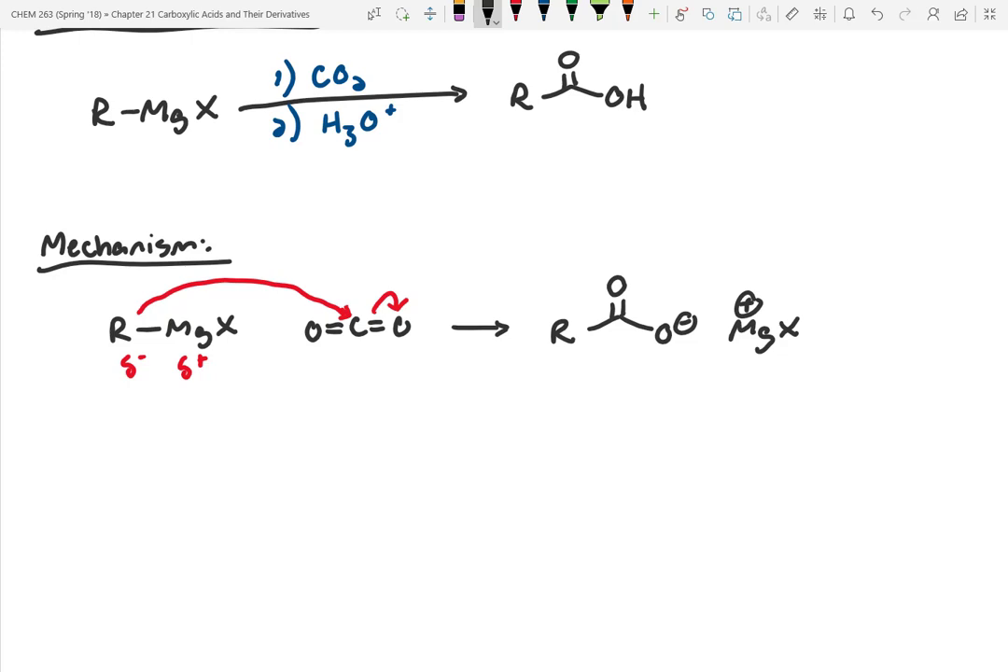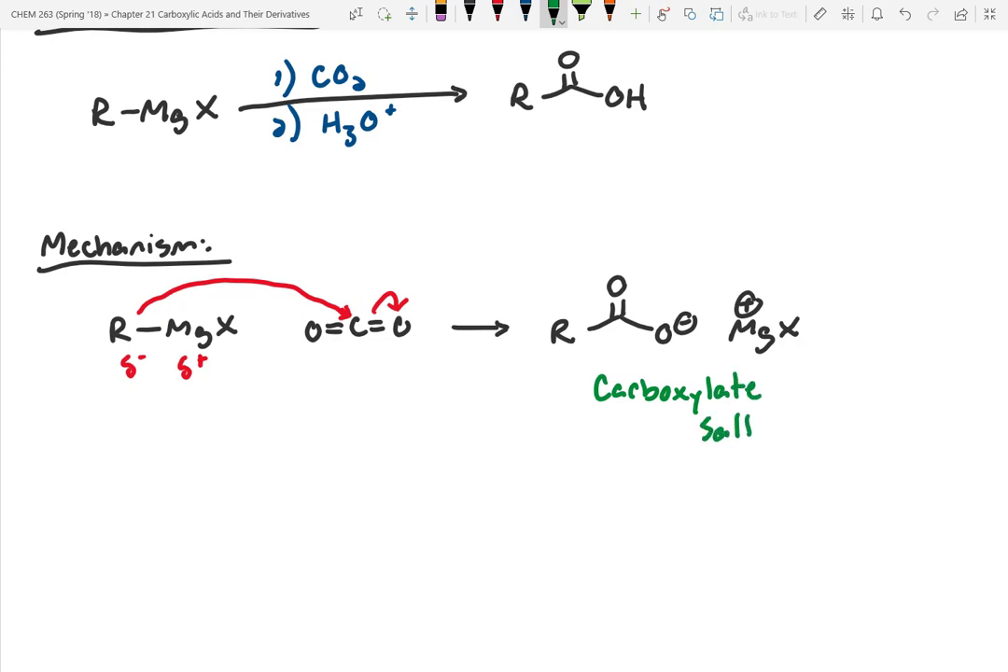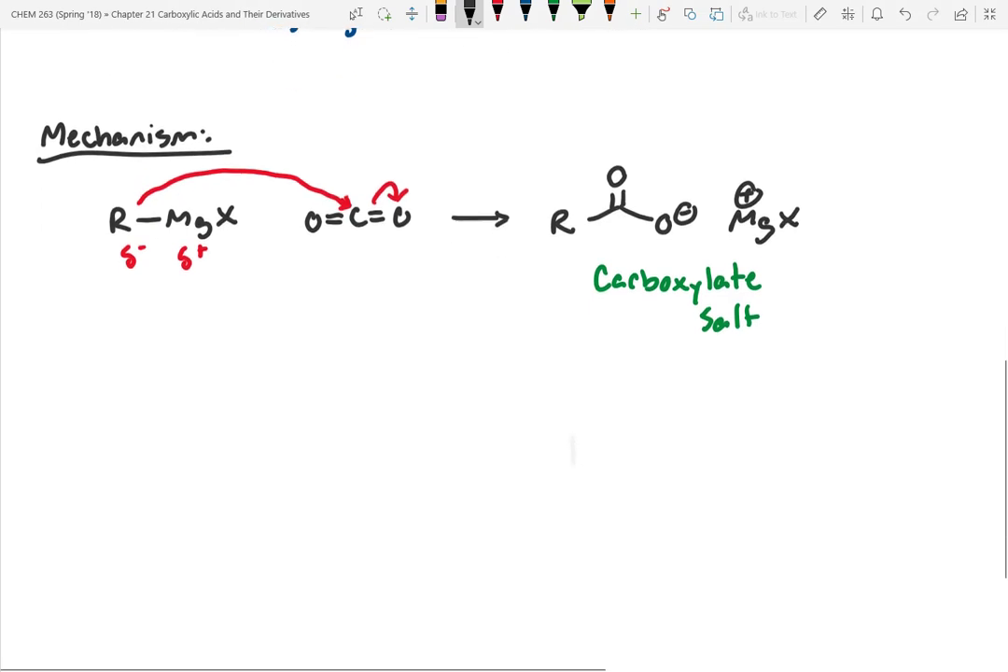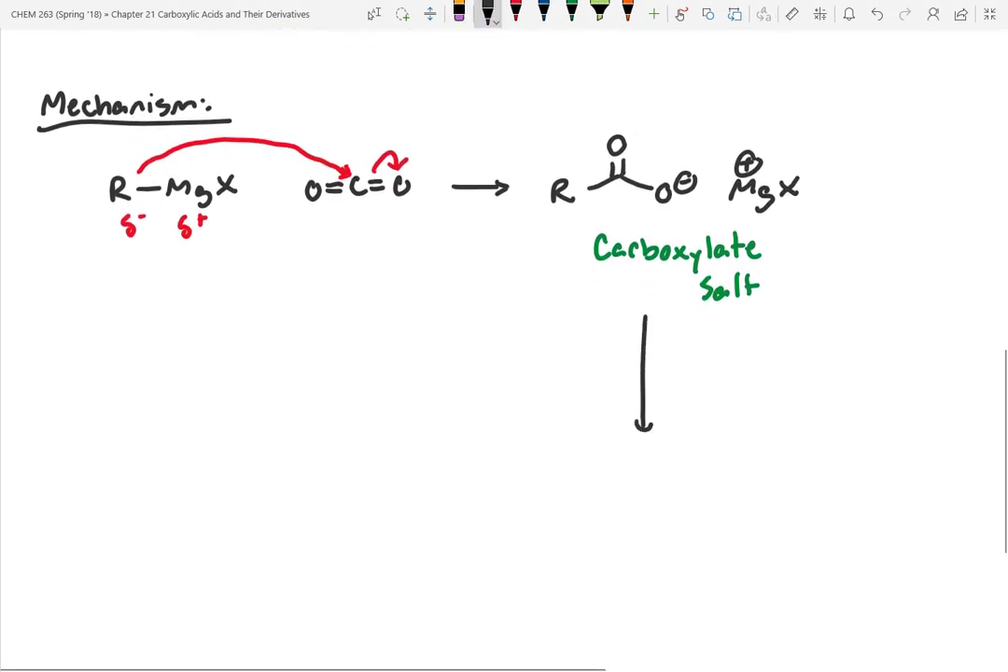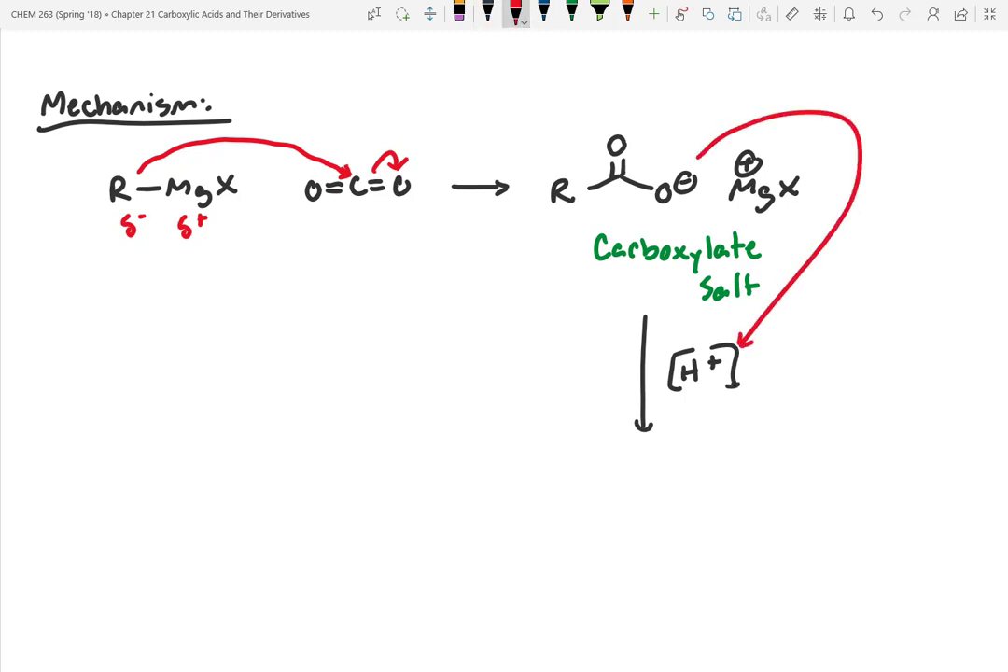You end up forming a carboxylate salt. Which is why in your second step, you need to treat this with a strong acid to ensure that your carboxylate salt is getting protonated and you end up with your neutral carboxylic acid.